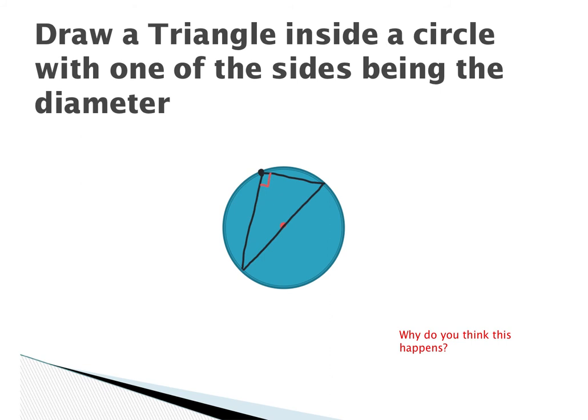Does anyone think they know why this happens? Xavier? Half of 180 is 90. Very good. But why'd you pick 180? Where's the 180? Straight line, the diameter. The diameter. So what about it? So the arc it makes is 180 degrees. Excellent. So check this out, guys, okay?